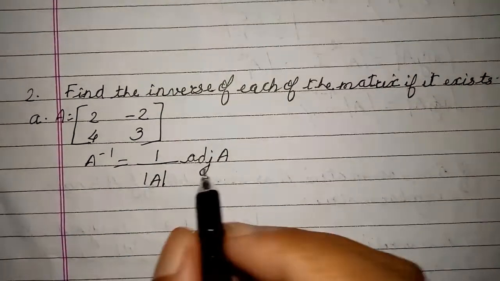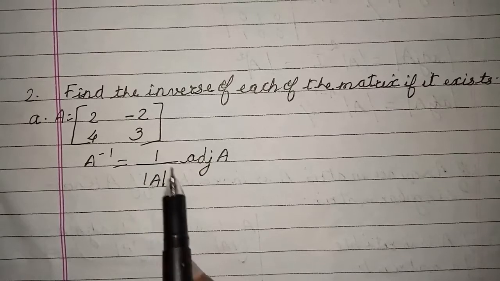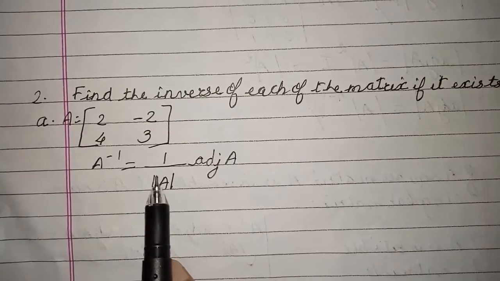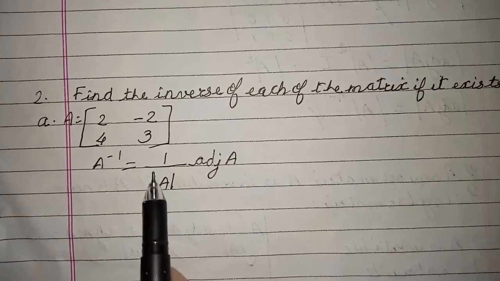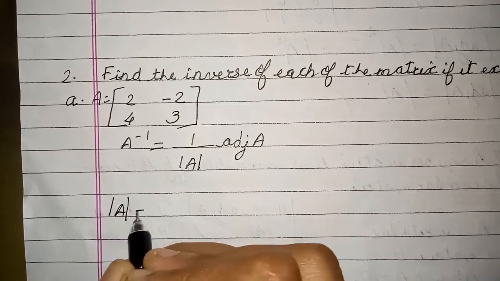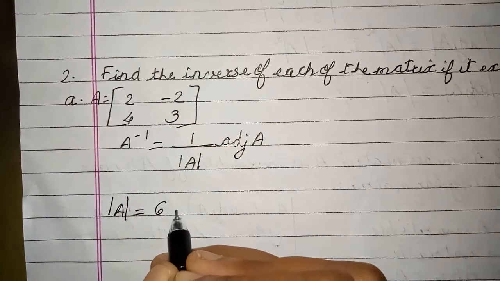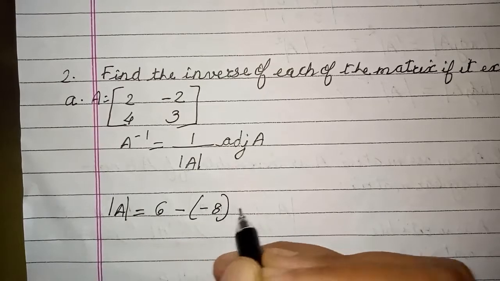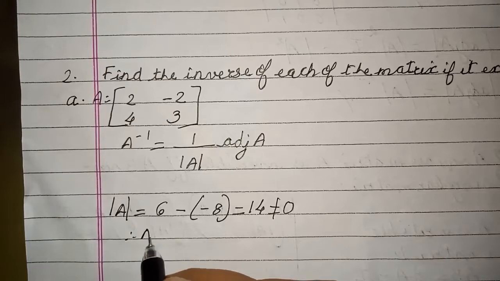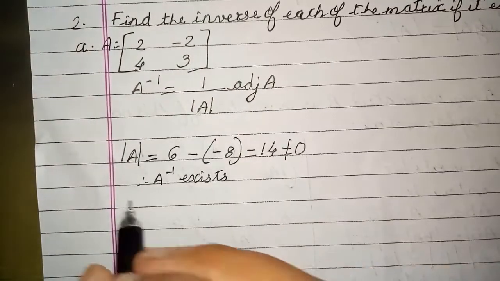Yes, children. Now why is it asking if it exists? Because you have to find the determinant of A. Only if the matrix is non-singular, A inverse will exist. Because if the determinant of A happens to be 0, it will not exist. So let's find the determinant of A. You know how to find the determinant of a 2 cross 2 matrix? 2 3s are 6 minus of minus 8, so it is going to be 14, which is not equal to 0. Therefore, A inverse exists.